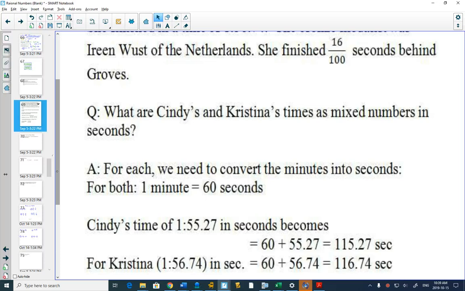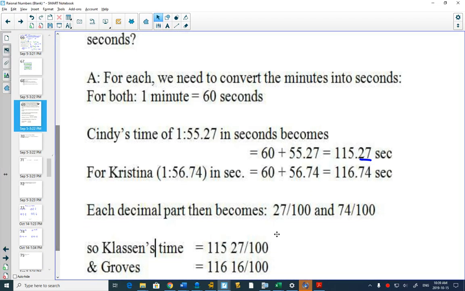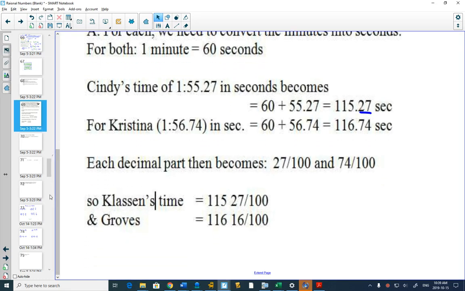Then how do we change this to a mixed fraction? Remember with our decimal, if we go to the hundredths, how could we write 0.27? We could write 0.27 as 27 over 100. So changing those to fractions, we've got Christina's time as 115 and 27 100ths and 116 and 16 100ths.